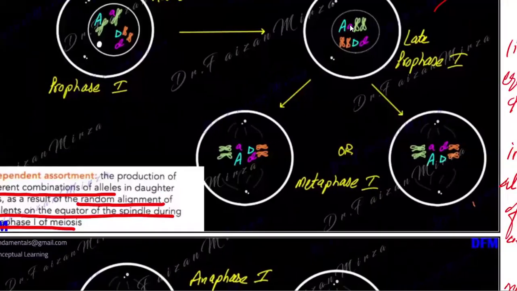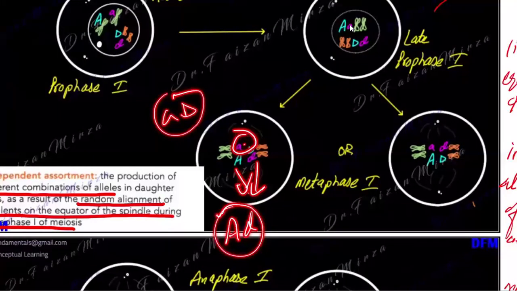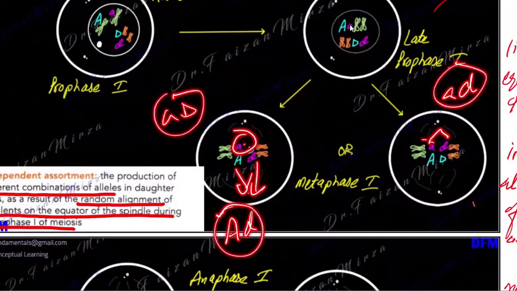When they separate after metaphase one, small a and small d will be pulled up. So you will end up with a cell of small a and small d, and capital A, capital D will be pulled down, giving another cell. Similarly, if small a and capital D go up, a cell comes with small a and capital D, and capital A, small d comes down. So this is independent assortment.